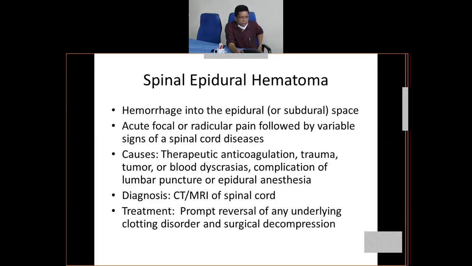Treatment, if there is a primary cause, then you have to treat the primary cause, like if the patient has idiopathic thrombocytopenic purpura, you have to treat the ITP. If the patient has hemophilia, you have to treat the hemophilia. And if there is not, then if there is trauma or some other reasons, then you have to go for surgical decompression.